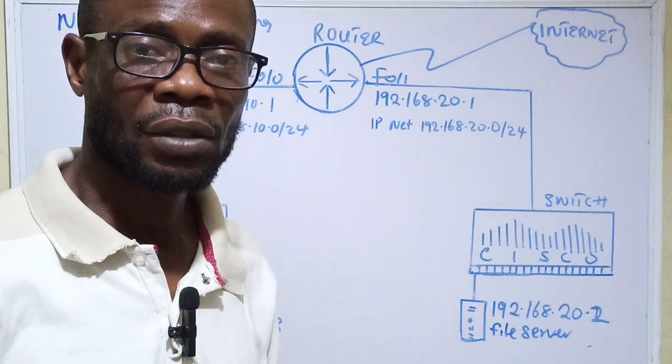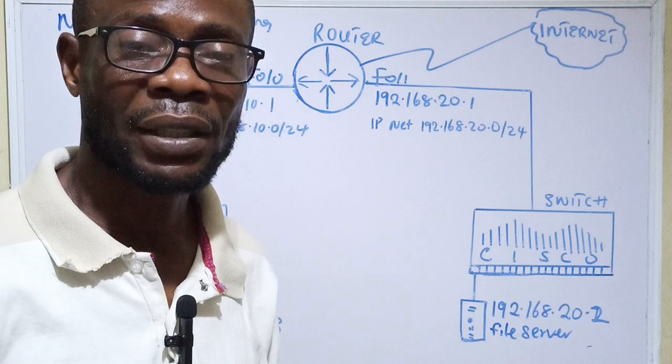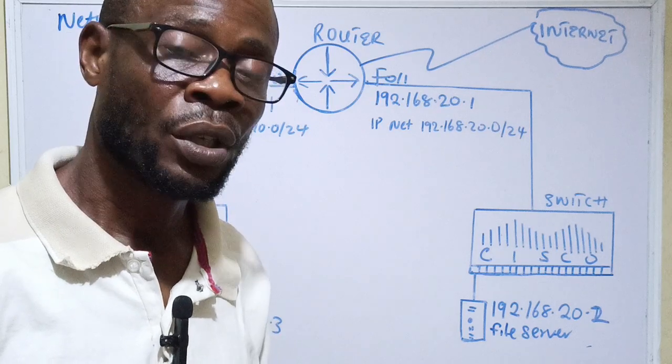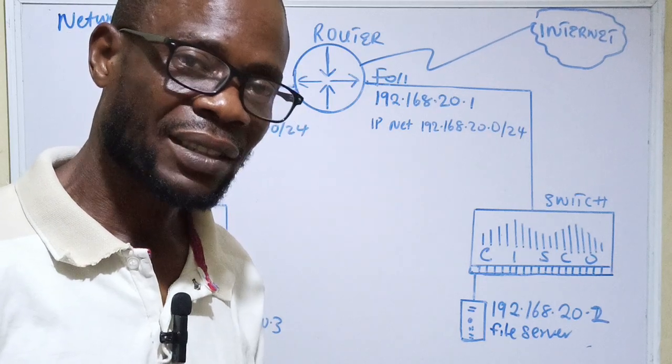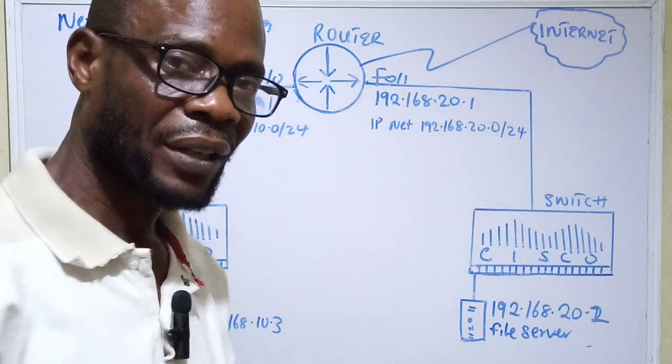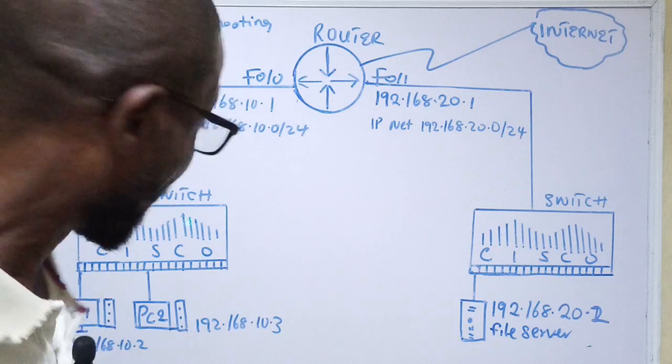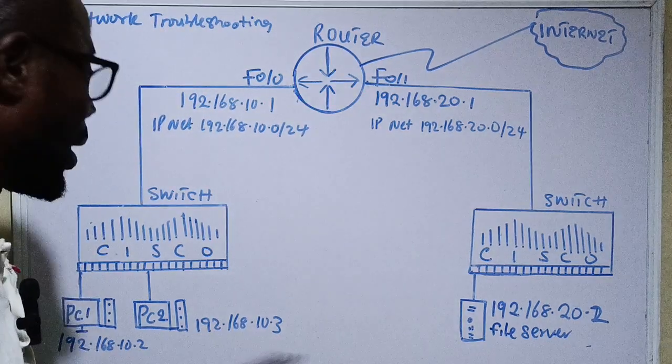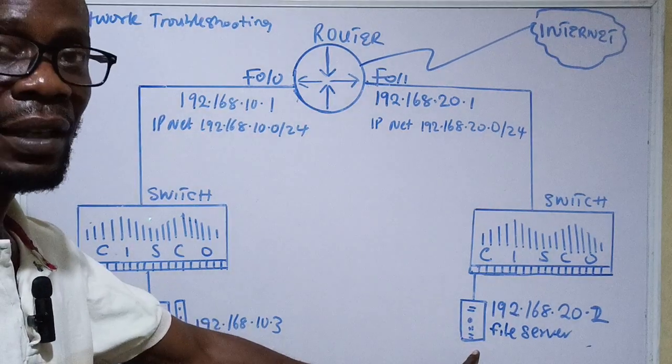I'm here to take you on how to troubleshoot a network problem. That is how to check and rectify a network problem if a particular computer failed to communicate with a server. For instance, this PC1 here failed to access the file server.